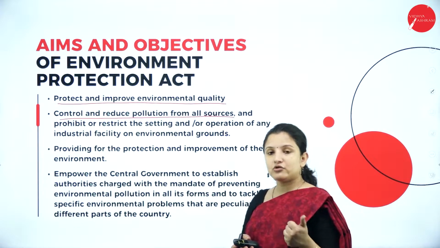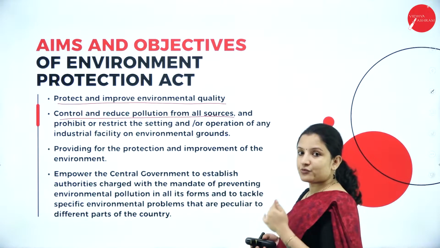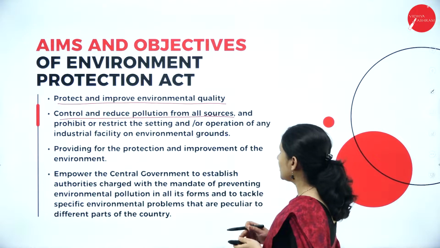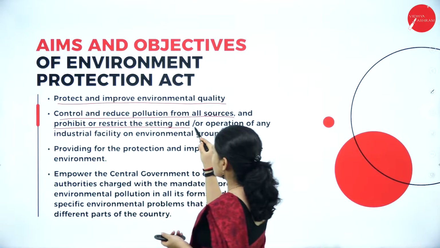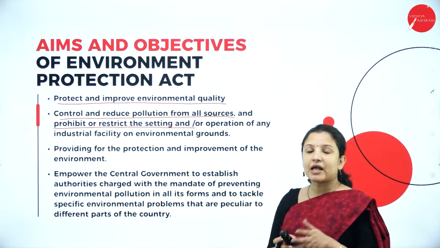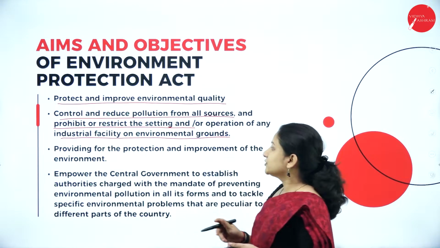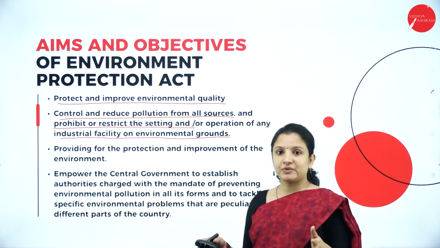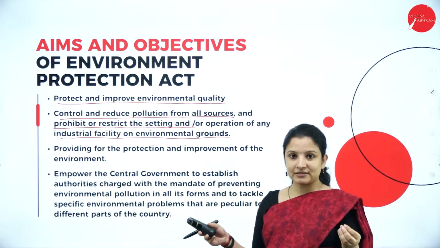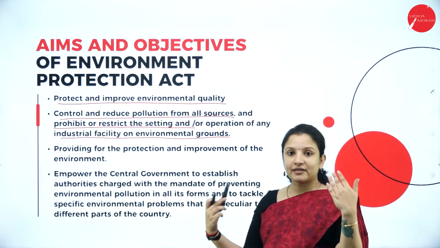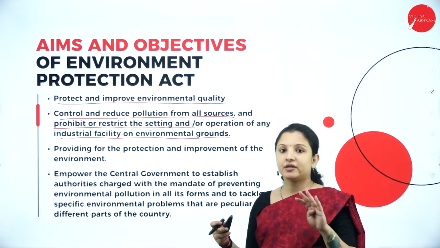Be it air pollution, water pollution or noise pollution, all sorts of pollution need to be controlled under this particular law. Also, prohibition or restriction should be put on operating any industrial facility on environmental grounds. For example, if an industry has to be set up, what are the rules and regulations that have to be followed by the industry? Say, before letting waste out into the rivers, it should be treated. That is, sewage treatment has to be done.